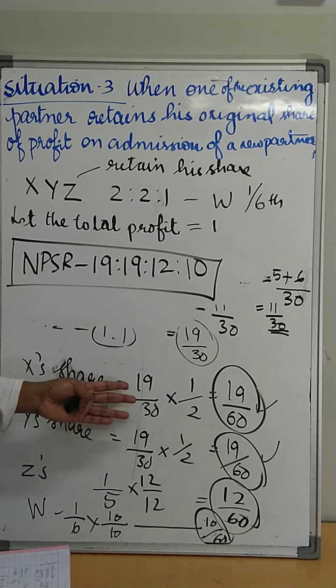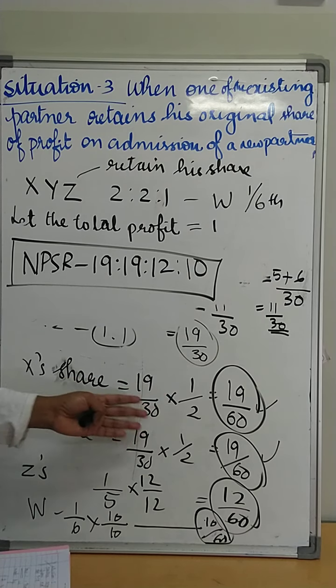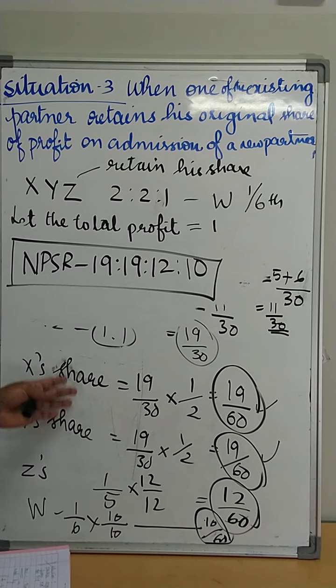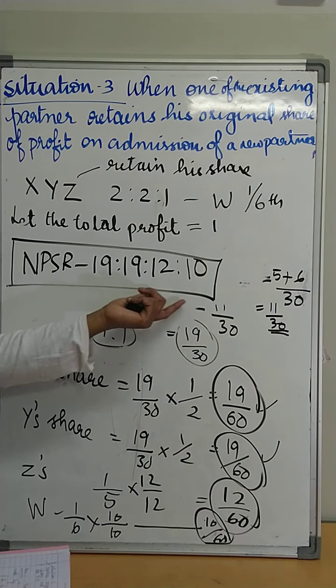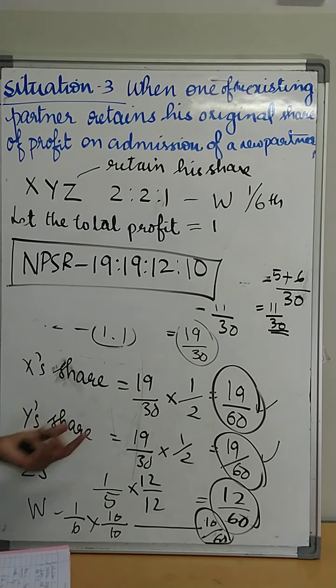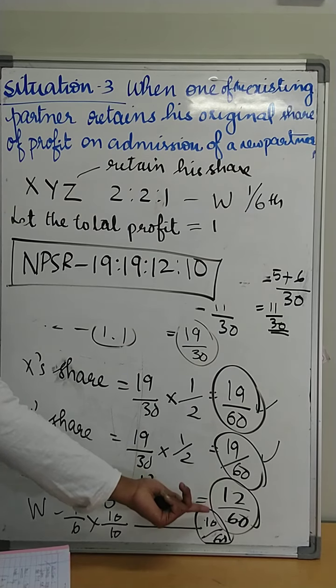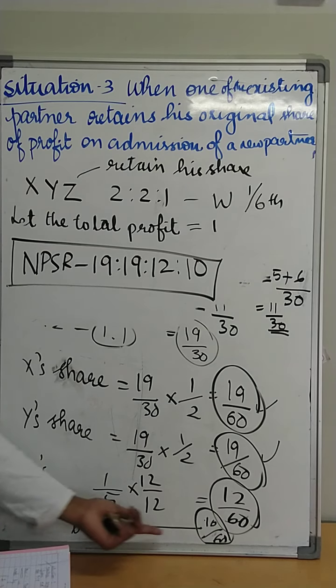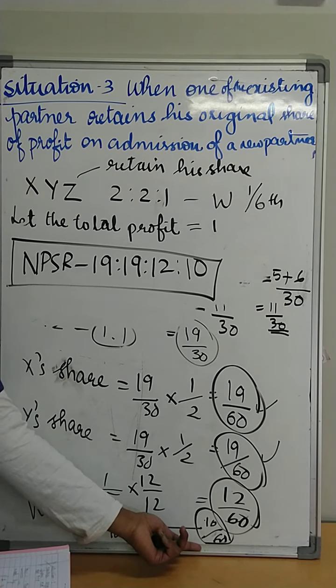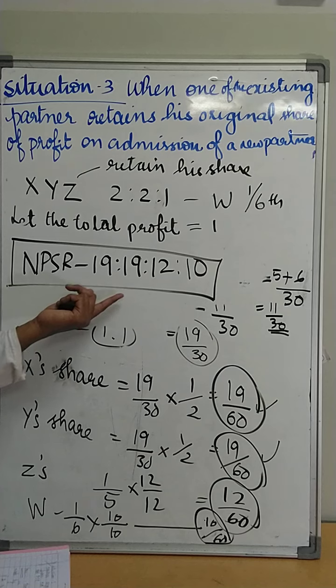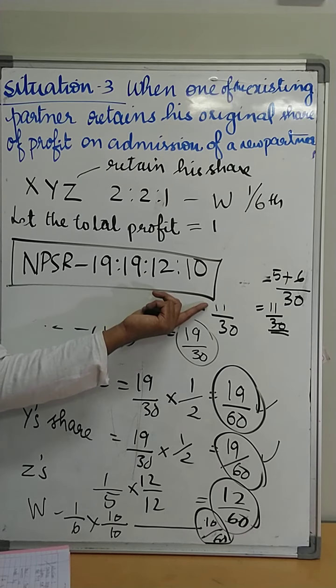So I distributed that 19/30 in the old profit sharing ratio 2:2, that is 1:1, and I got the new profit sharing ratio like this: 19:19:12:10. For X's share, Y's share and Z's share I made the denominator equal to 60, and W also I made equal to 60. Then I got 19:19:12:10.